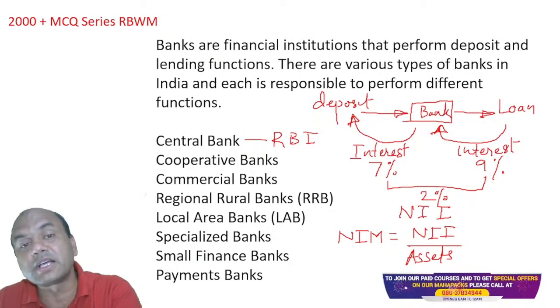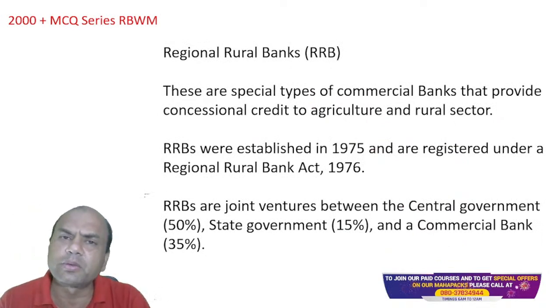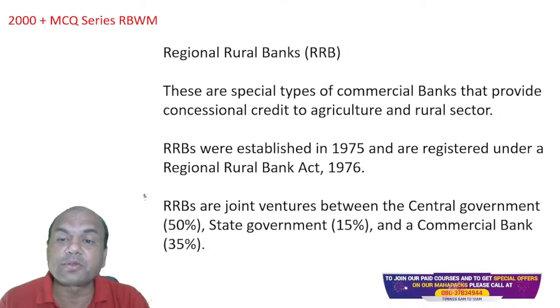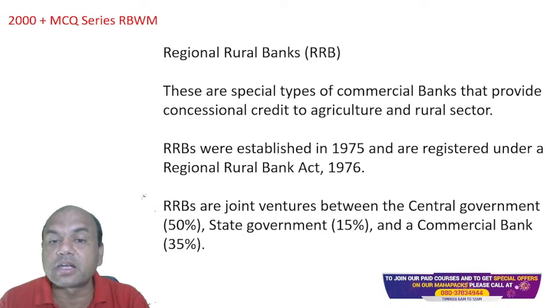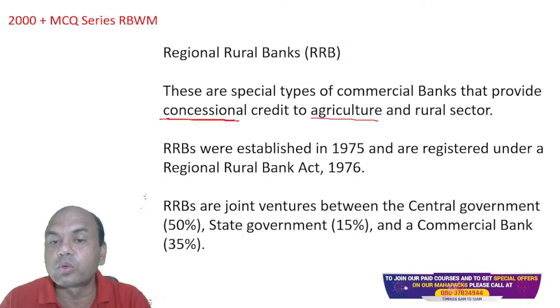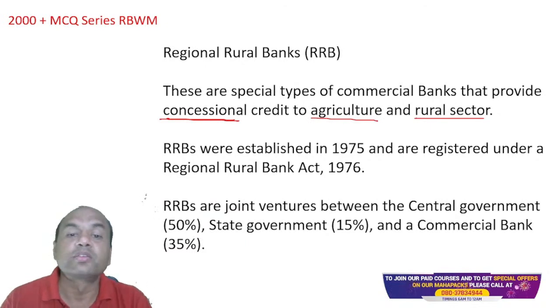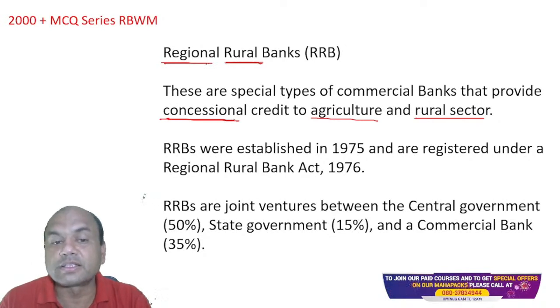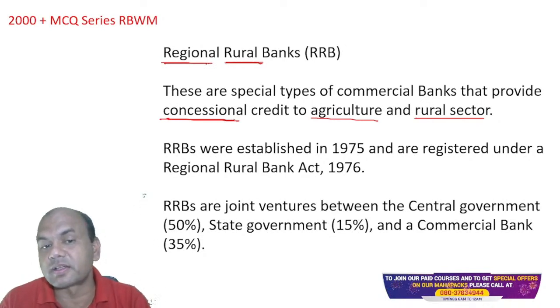Now, importantly, what is asked in the exam is RRB. They always ask you about RRB because RRBs are actually nationalized banks as of now. These are special types of commercial banks that provide concessional credit to the agriculture and rural sector. Concessional credit, remember, to agri and rural sector. See, what does the name itself say? Regional means related to that region only.